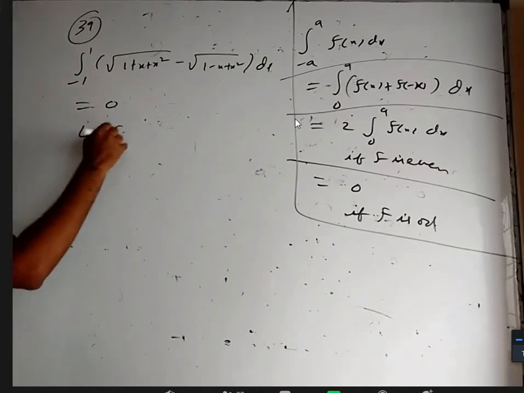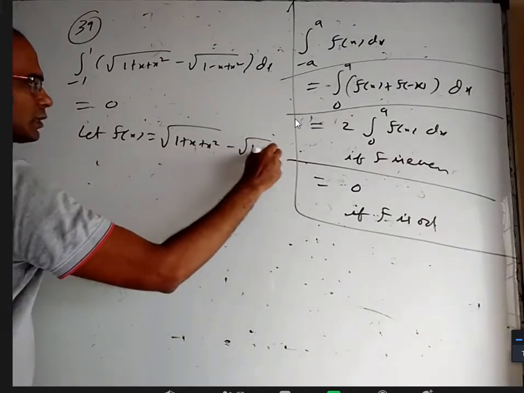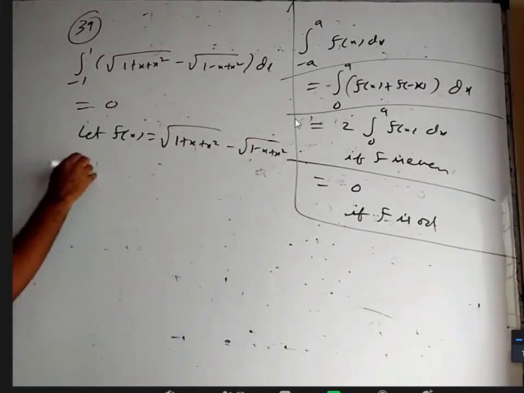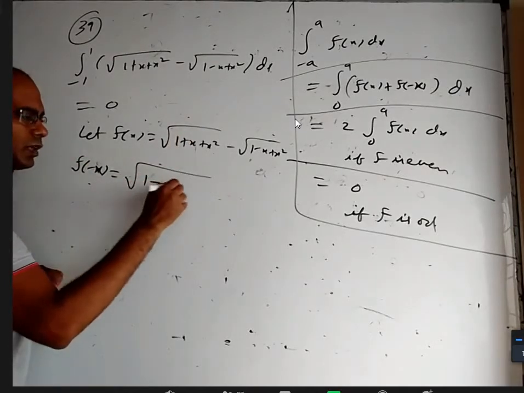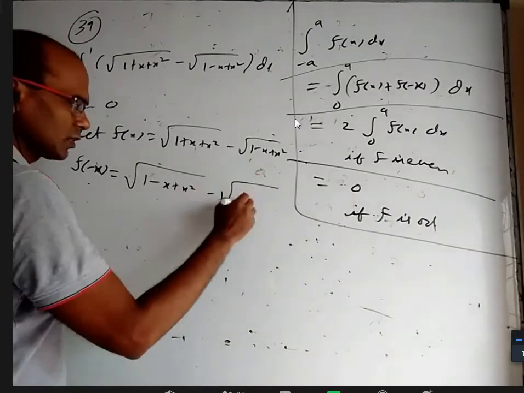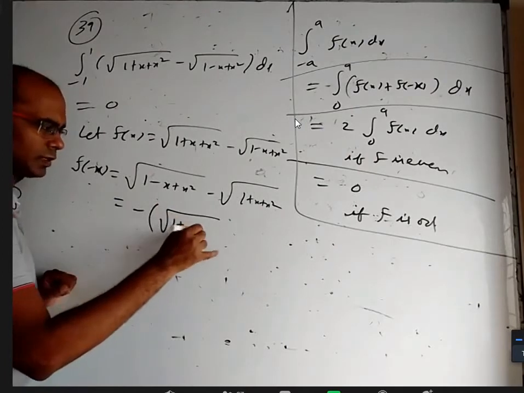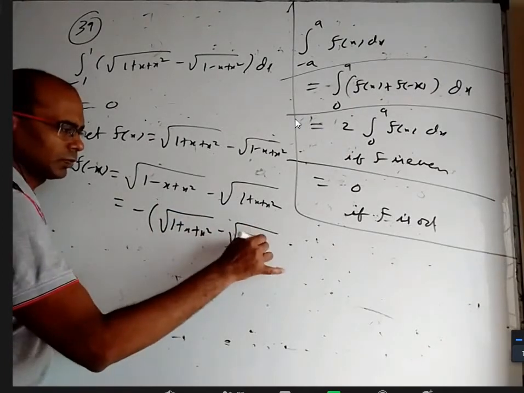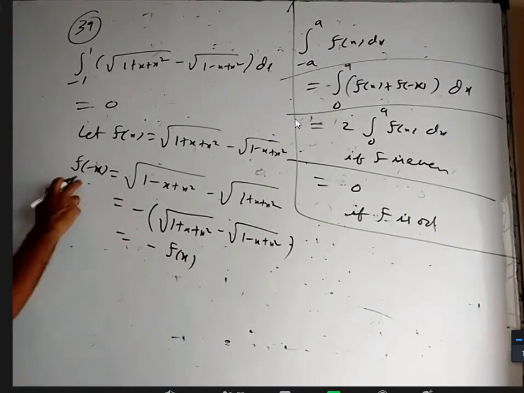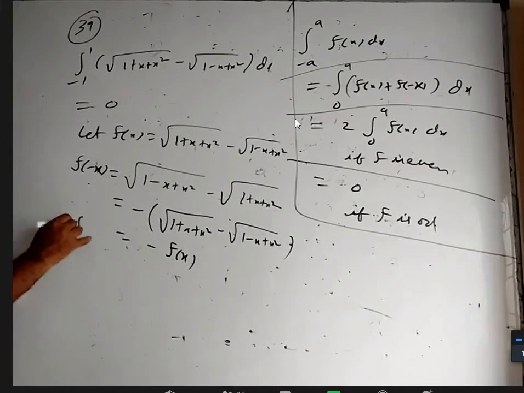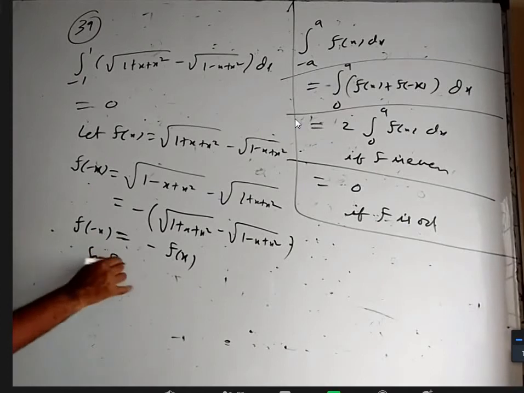Let f of x is equal to root over 1 plus x square minus 1 minus x plus x. What is f of minus x going to come? Wherever x is there, we put minus x. This will be 1 minus x plus x square, and this will be 1 plus x square, which is negative of root over 1 plus x square minus 1 minus x plus x square, which is minus f of x. So f of minus x is equal to minus f of x. That is an odd function. So f is an odd function.